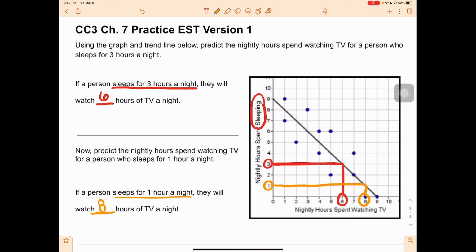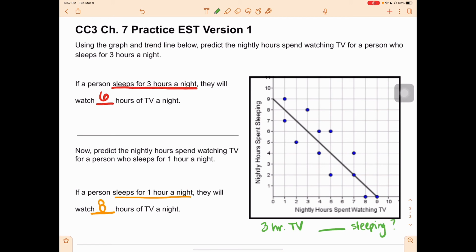You can do it the other way as well. So what if we said, okay, I spent 3 hours watching TV. If I spent 3 hours watching TV, how many hours spent sleeping? Okay, you want to look at where it says hours spent watching TV, and here it's 3. So I'm going to go up to my line, and I'm going to go straight across. So if I spent about 3 hours watching TV, then that means I spent about 3 hours sleeping. Okay, so you have to be very careful in reading what is given to you and what they want to know.